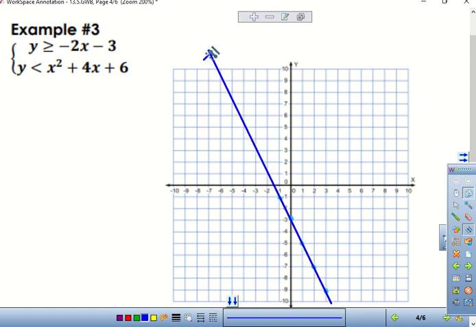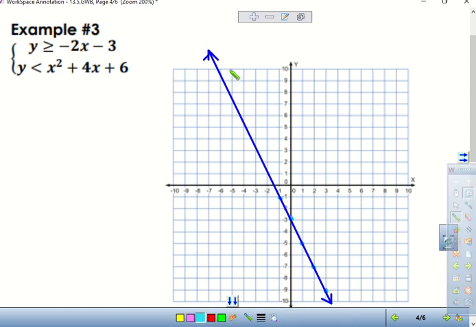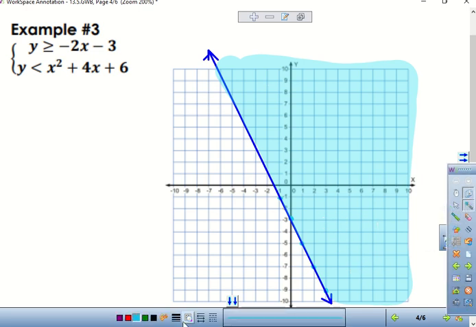Okay. All right, and is it going to be shaded above or below? Above. Okay. For the second one, make our table.